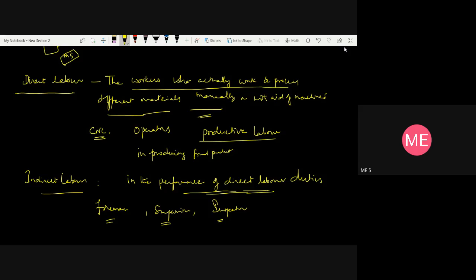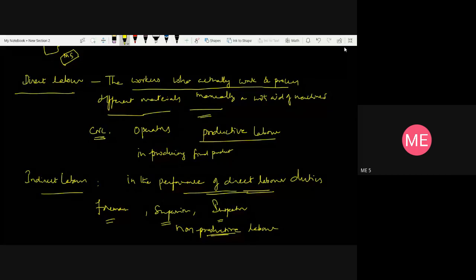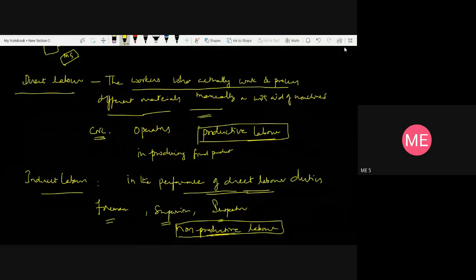indirect labor cost. So this group of laborers which help the direct labor, discharging their duties for the proper functioning of the industrial concern, is known as indirect labor, what we have discussed. It is also called non-productive labor. Indirect labors are non-productive because they are not directly involved in producing the product. The labors directly responsible in producing the product are called productive labor.